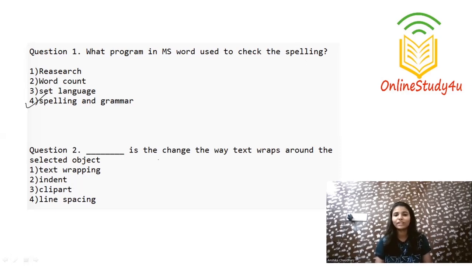So let's move on to the next question now. The next question is, dash is the change the way text wraps around the selected object. So it must be related to wrapping of text, right? So text wrapping will be the correct answer for this question. Hope it makes sense and it is clear to you. So let's move on to the next question now.